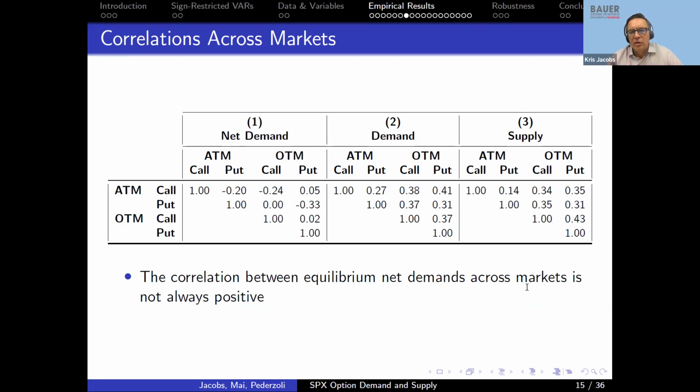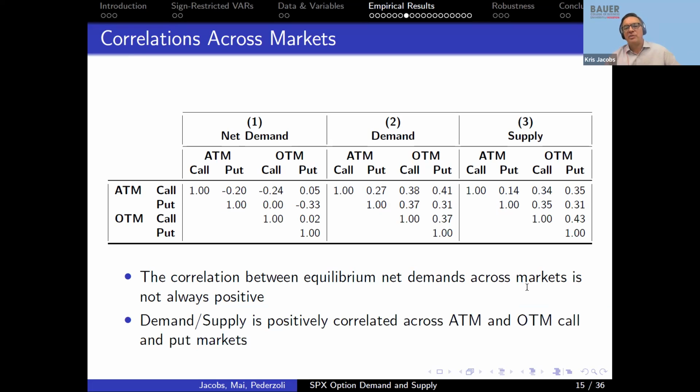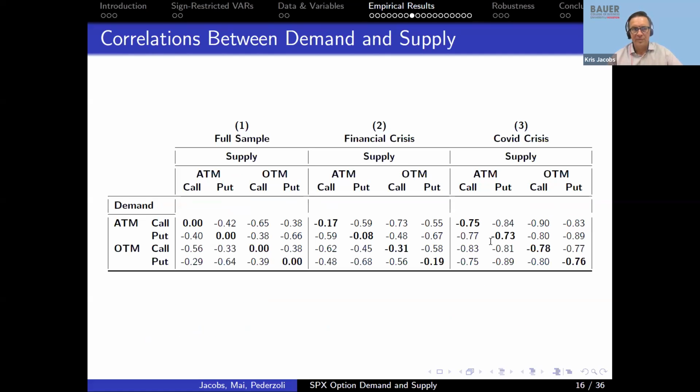Okay, so just to summarize what I just said. When you look at equilibrium net demand, you sort of get a mixed message. When you look at the latent demand and supply, you get a very clear message, even though, as Neil says, you might ask yourself some questions about the magnitudes. All right. Now this was correlations between markets. Now I'm going to talk about correlations within markets between demand and supply.